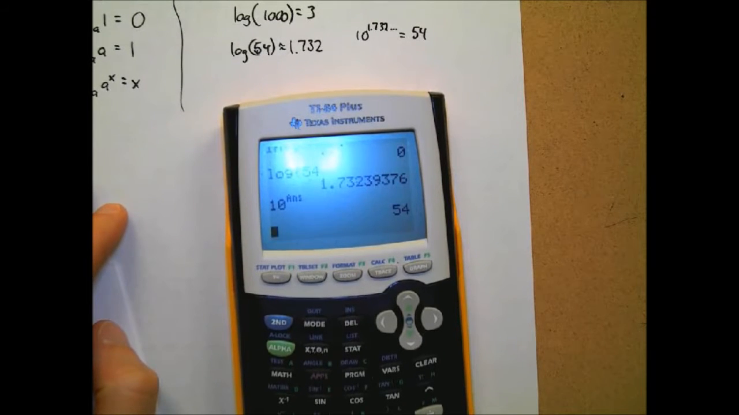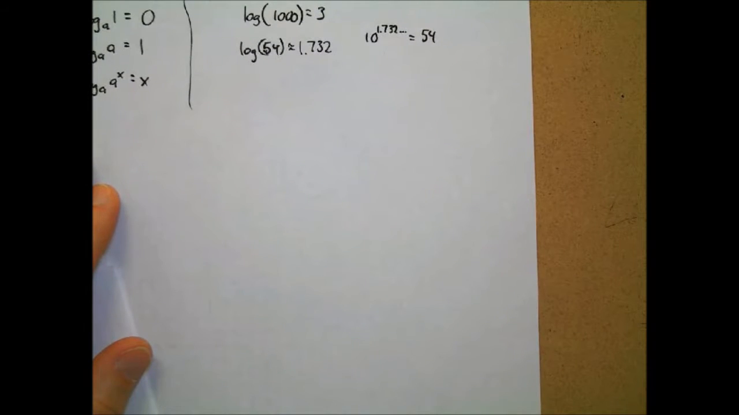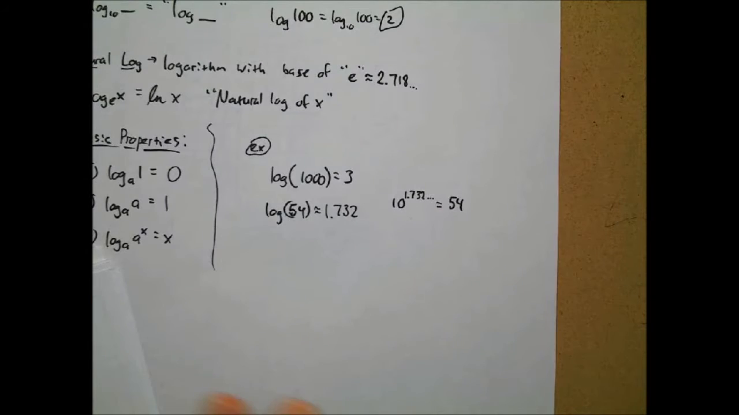Mine had the 2 too. It's 54 point, seven zeros and then 2. And that might be just a rounding error on the calculator's part. My calculator also has problems with substituting anything other than a 10 in the base.